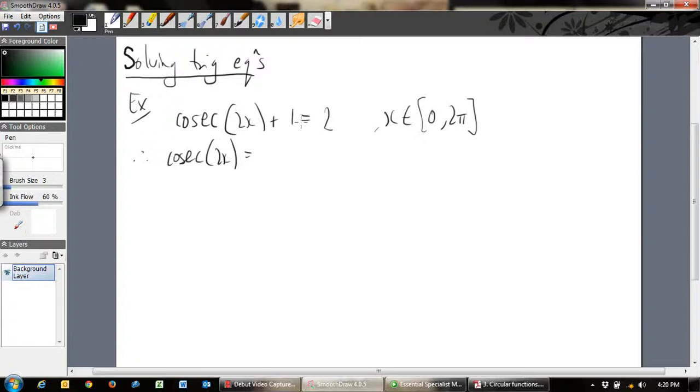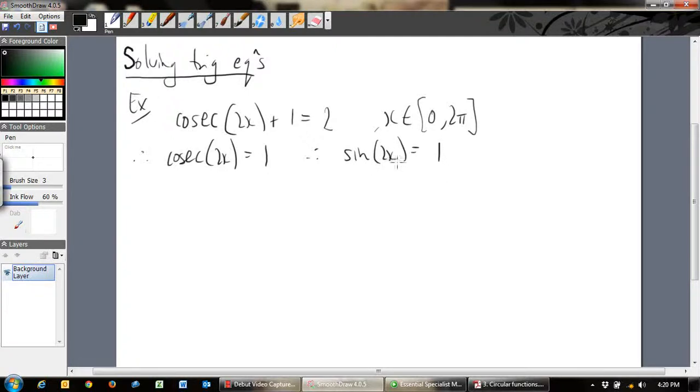Cosec 2x, move that 1 to this side and you get minus 1, so that's equal to 1. Okay, therefore cosec is 1 over sine, and so therefore sine 2x is equal to, and we divide that by 1, is equal to 1 as well. Okay, we're just doing the inverse of 1. We've taken the inverse of that side and the inverse of that side.